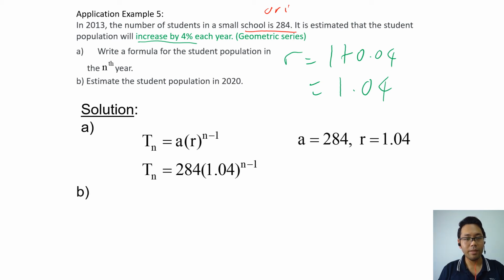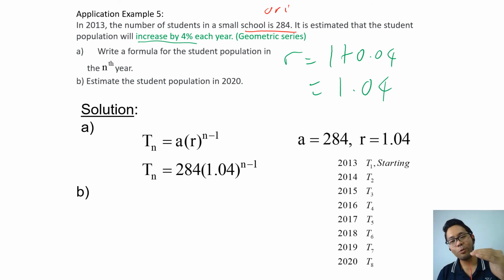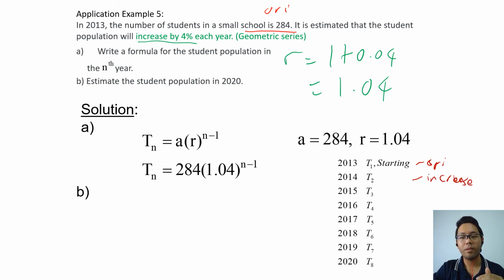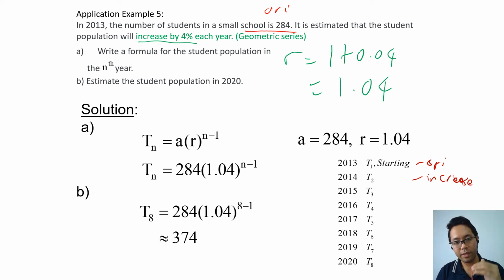So now for part B, estimate the student population in 2020. Like I mentioned before, years is tricky. So if I were you, I would write this down. We write down 2013 as the T1, which is the starting, which is the original. This is my T1, so T2 is where it's already increased. So you go down and check, 2020 is T8. So you put T8 over there and simply solve it.